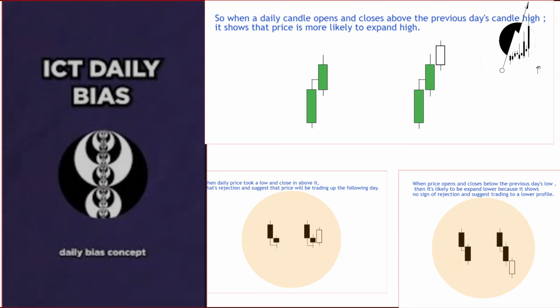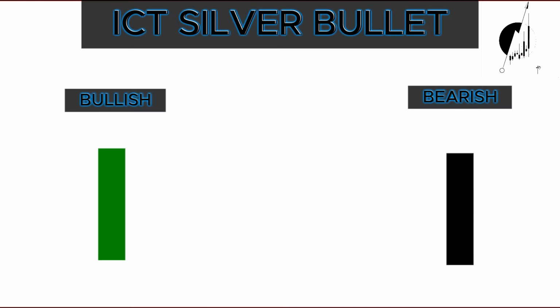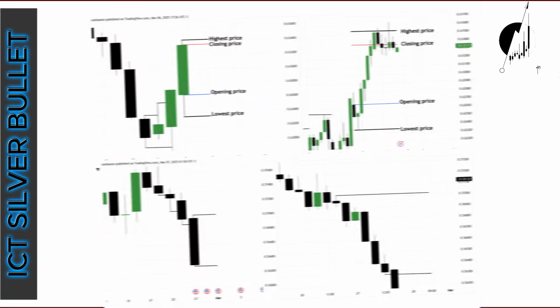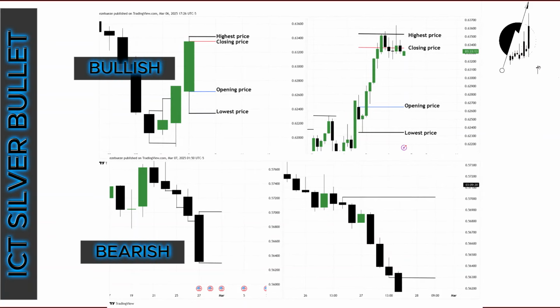Having this daily context in mind, ICT silver bullet is all about finding entry at the opening or the pullback of a daily candle. This is a daily bullish and bearish candle, and this is the representation of the candle in lower time frame. Finding entry around here is what we regard as silver bullet.